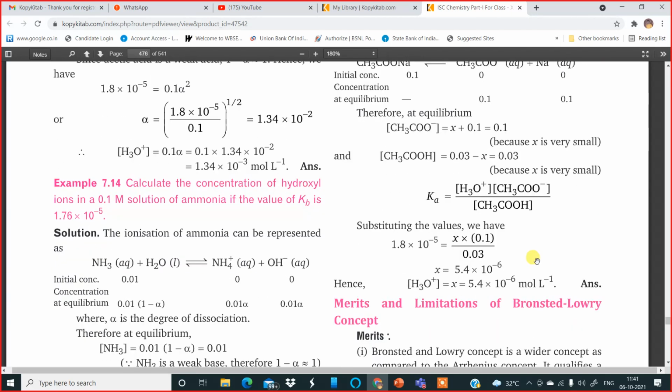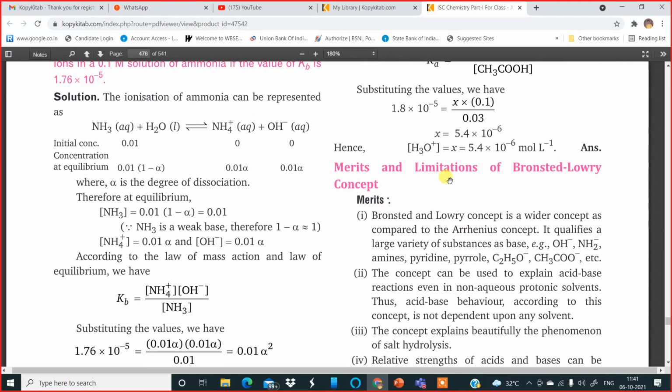Then we come to the merits and limitations of the Bronsted-Lowry concept. There were merits, and there were limitations, and that's why there is another concept, which we'll study after this. Now, the merits: the Bronsted-Lowry concept is a wider concept as compared to the Arrhenius concept. It qualifies a large variety of substances as bases, such as OH minus, NH2 minus, amines, pyridine, pyrrole, ethoxide ion, acetate ion, etc.